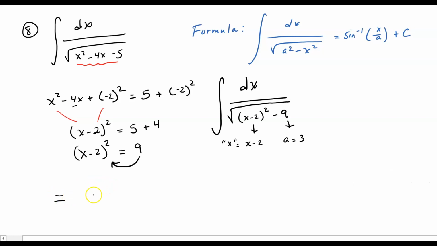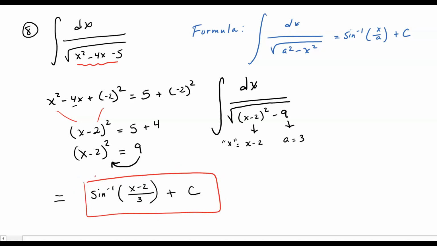That is to say that we have the sine inverse of x, which in this case was x minus 2, over a, which in this case is 3, plus c, our constant of integration. And then after that, there's really nothing more to do.